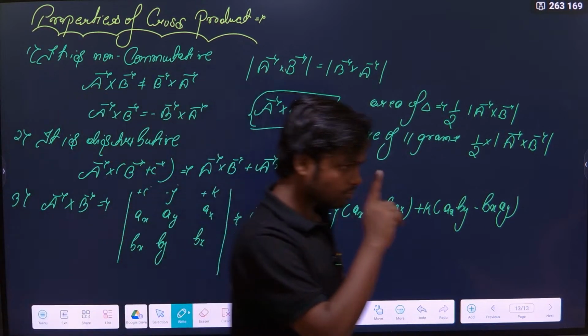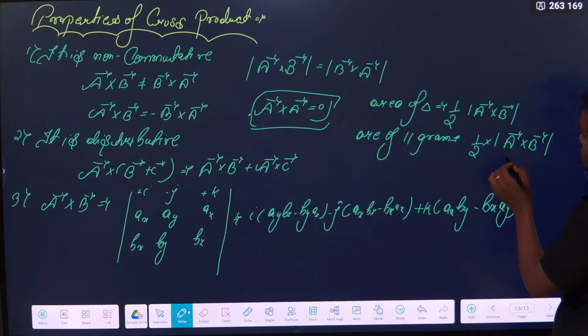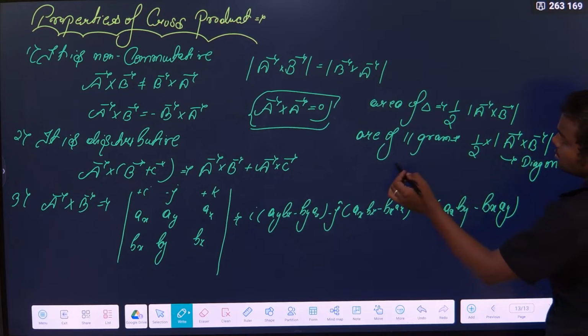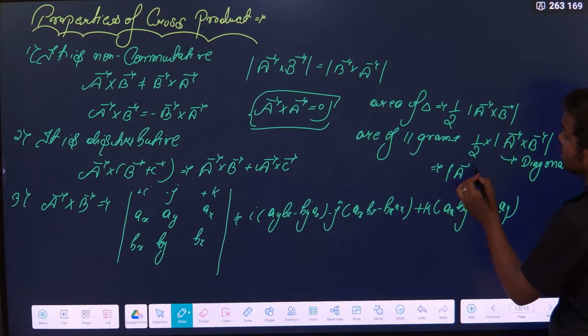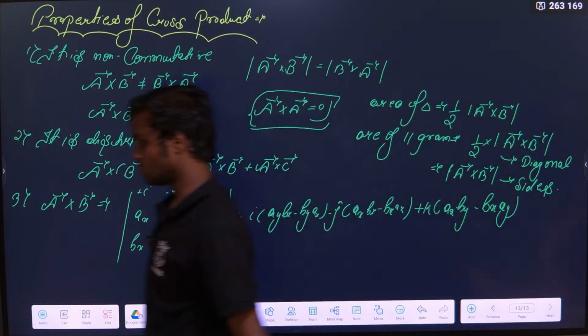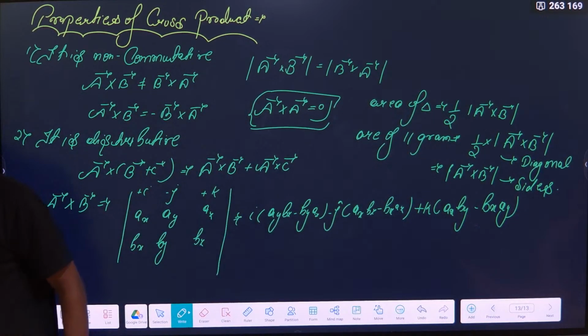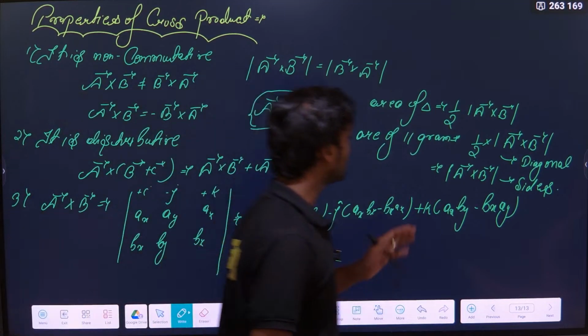That is the first case when you are using this, when it is a diagonal. Second case, this area can be written as mod of A cross B vector when it is sides. So this is how we have defined the angle between the two vectors.